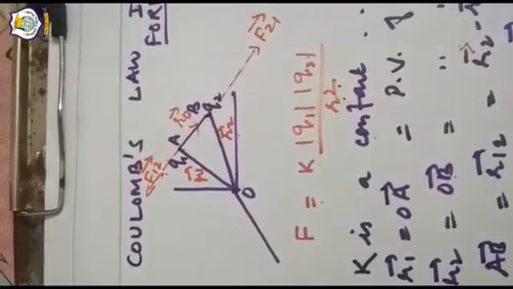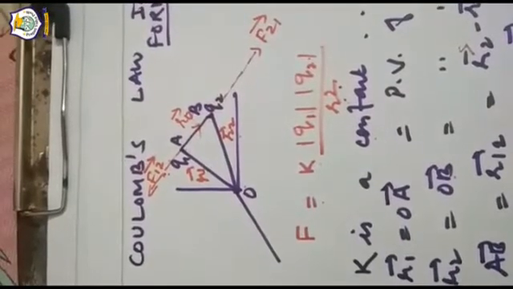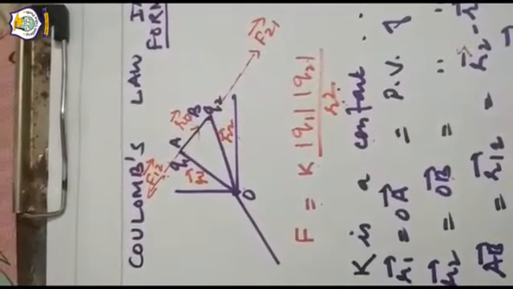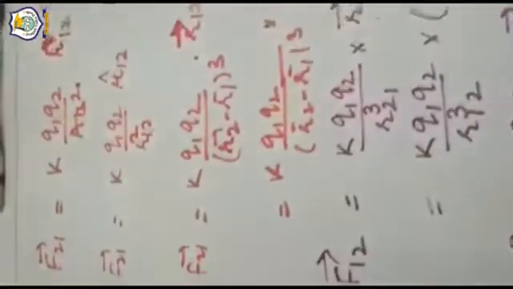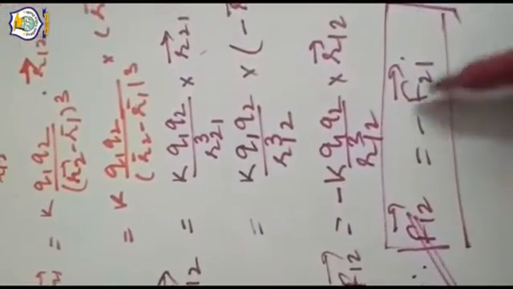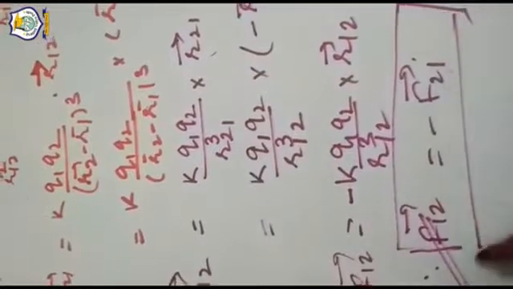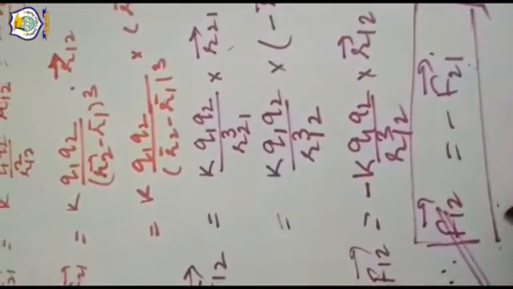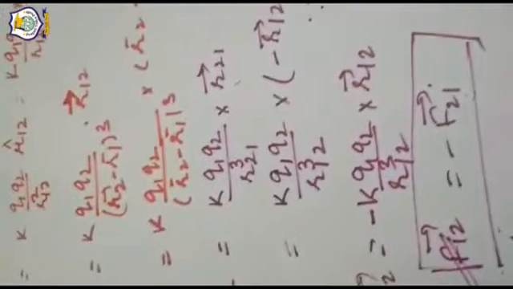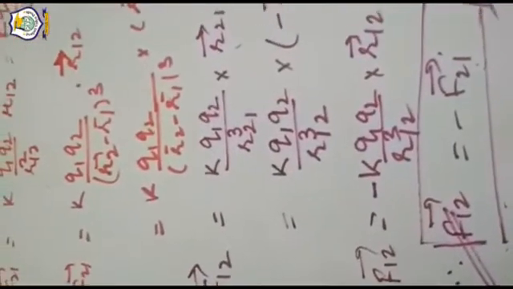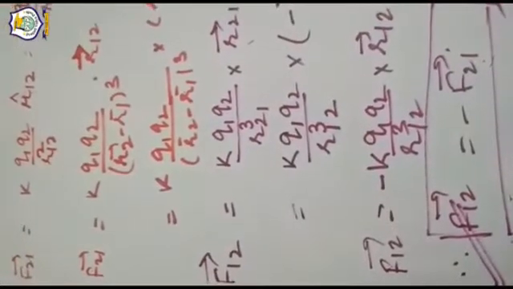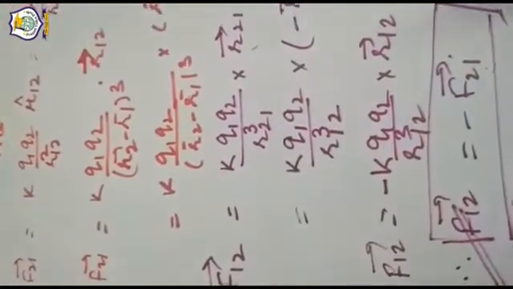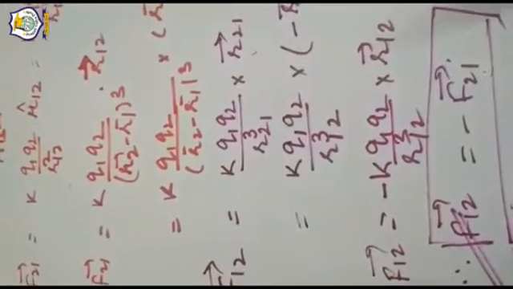And this force obeys Newton's third law of motion. So the force of action and reaction are equal and opposite. You can see from here, we have proved it. F12 is equal to minus F21. This is Newton's third law. All these characteristics, all notes I will provide you. So don't worry, here it's important to understand. So it's clear how we have derived Coulomb's law in vector form.